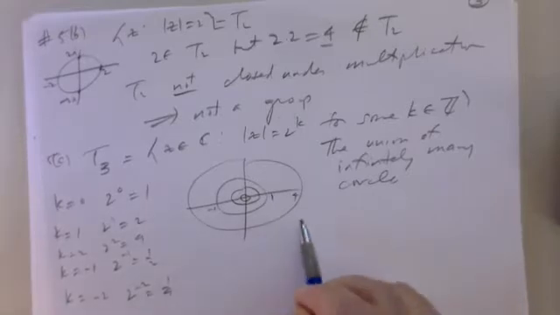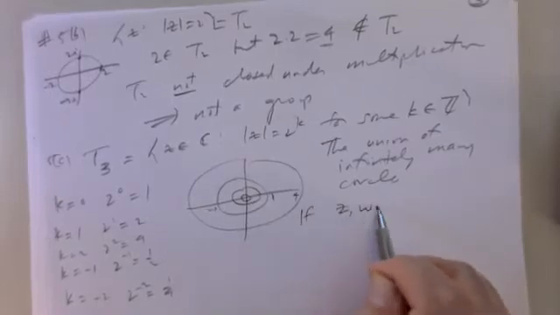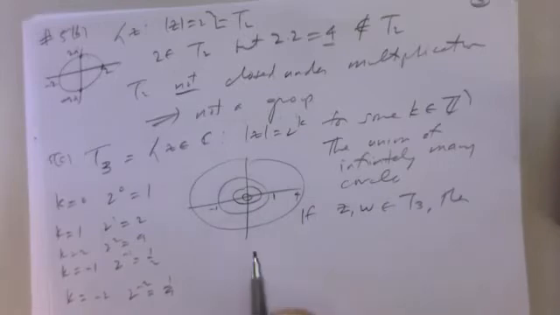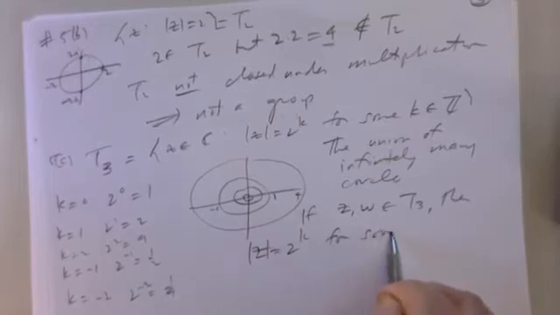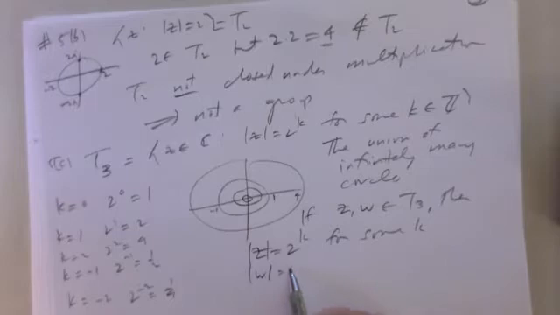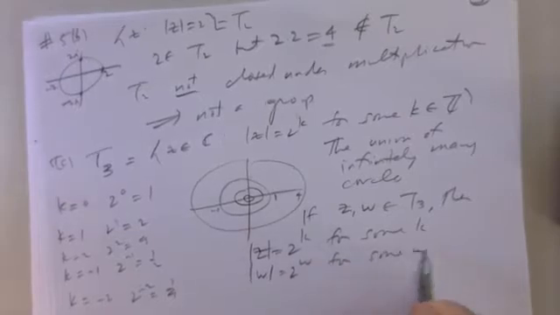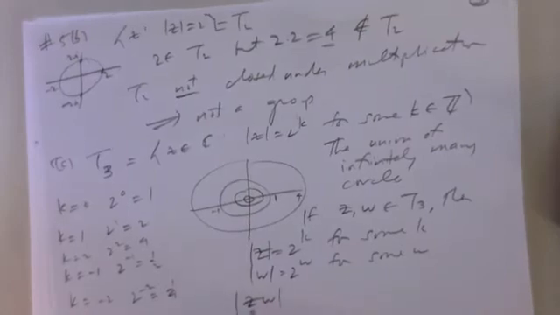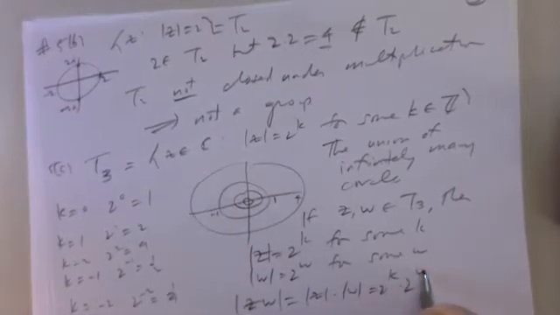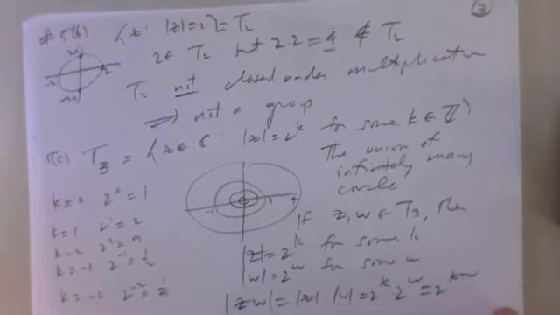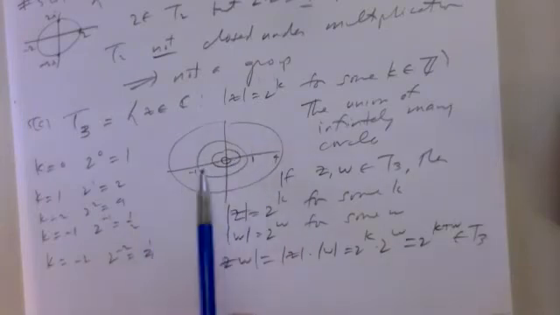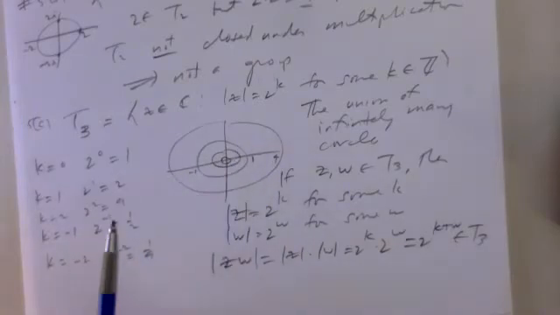And why is this a group? Well, if you take z and w to be in this set, then the absolute value of z is 2 to the k for some k. The absolute value of w is 2 to the l for some l. So the absolute value of the product is the product of the absolute values. That's 2 to the k times 2 to the l, which is 2 to the k plus l. So this is again a power of 2. So this is in the set. So the set of numbers that lie on the union of this infinite collection of circles is closed under multiplication.